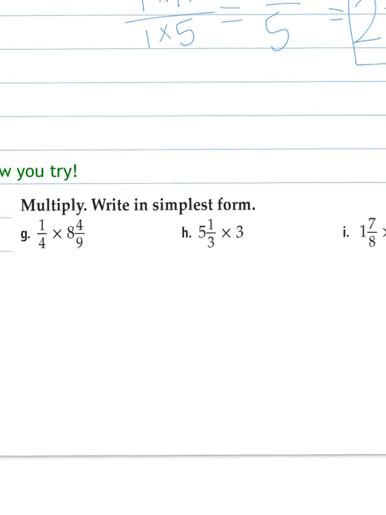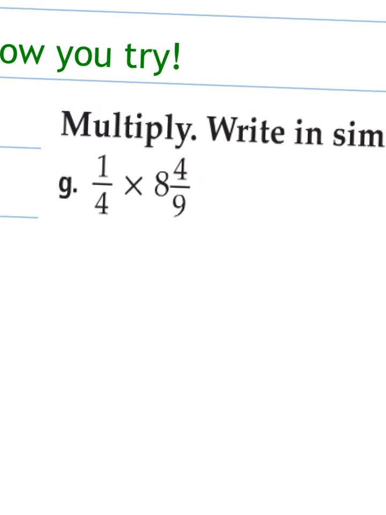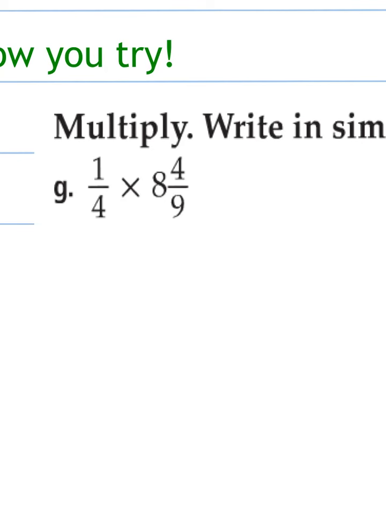Okay, oops, I'll zoom out here. Here's some for you to try on your own, so go ahead, pause, and then come back and check your answers. The first one here, 1/4 times 8 4/9. The 1/4 stays the same. We need to turn 8 4/9 into an improper fraction, so we take 9 times 8, which is 72, plus 4 is 76 over 9.